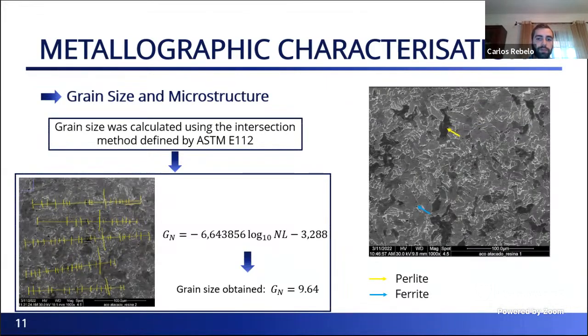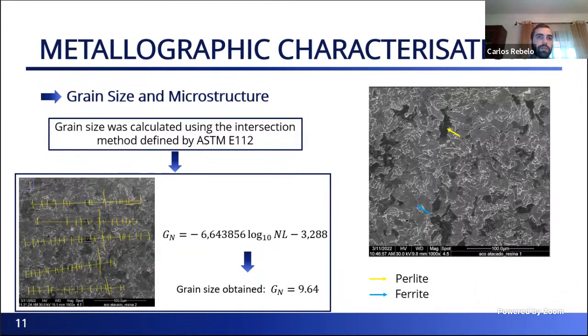Once the samples had been prepared, it was possible to take microscopic images of the material. These were obtained using a scanning electron microscope, and it made it possible to determine the grain size of the material. It was calculated using the intersection method proposed by an ASTM standard.